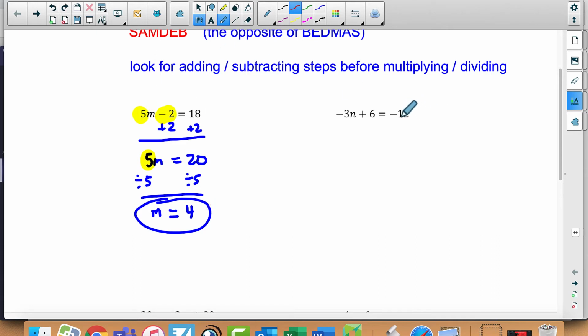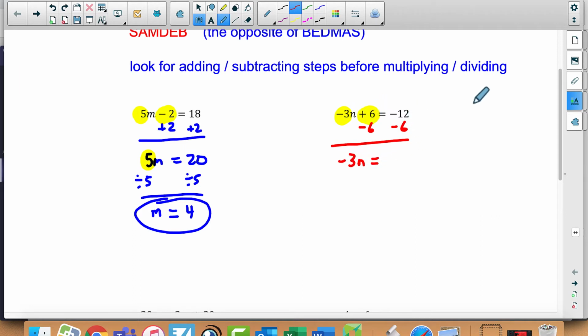All right, so the next one. We want to get the n by itself. We have a problem here with the negative 3 and a problem here with the plus 6. Which one of those things can we eliminate by adding or subtracting? The plus 6. We can get rid of it by minusing 6. What we do to one side, do to the other. So the plus 6 and the minus 6 are gone. We're left with negative 3n on this side.